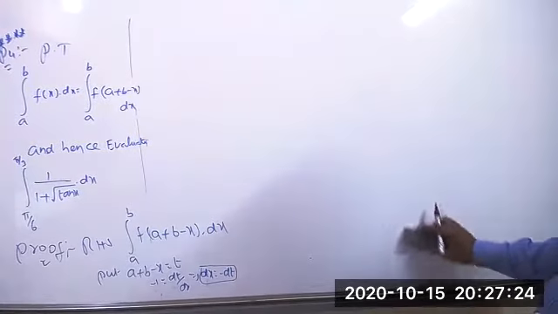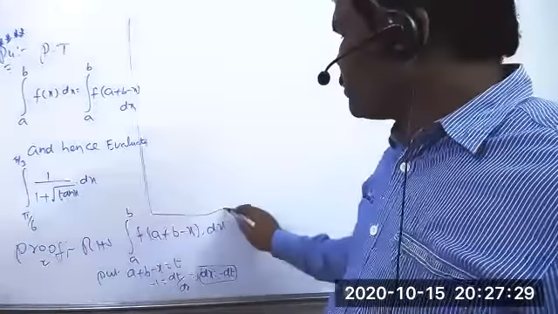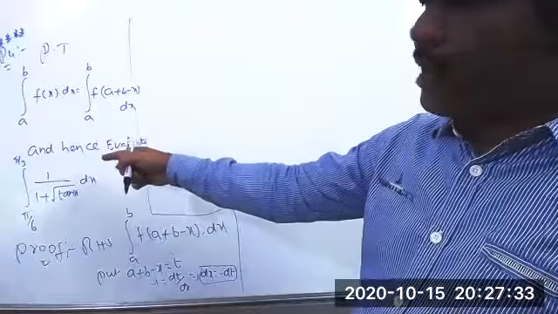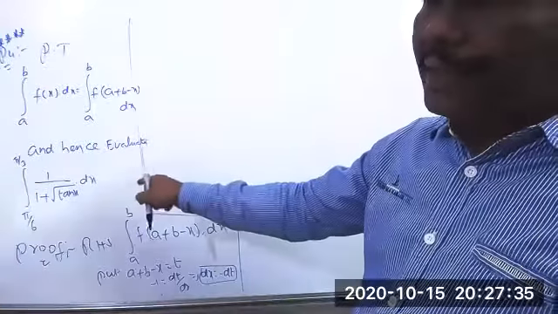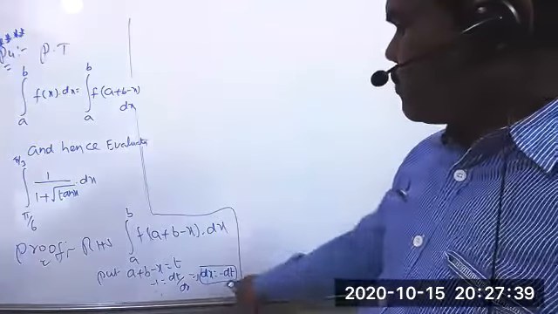The answer is pi by 12. You can remember that easily. Somebody will ask to prove that integration of pi by 6 to pi by 3 of 1 by 1 plus root of tan x dx equal to pi by 12. They'll ask the question.